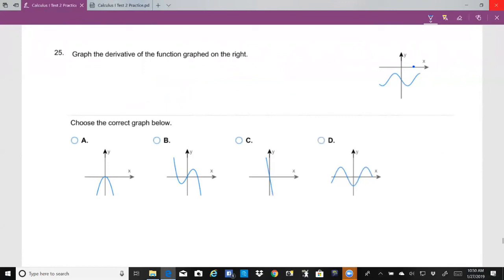Okay, number 25, we want to graph the derivative of the function at the right. It looks like a sinusoidal wave. Let's look at the points where the derivative is zero, which would be here, here, and here. In between here and here, the derivative is negative. And here, the derivative is positive. And it's positive in this area.